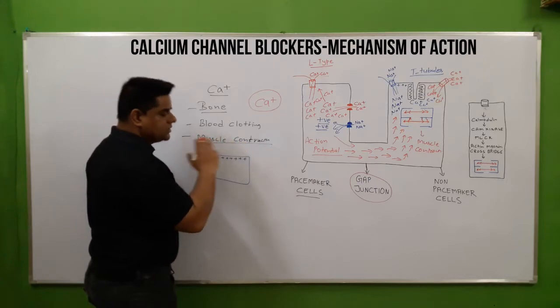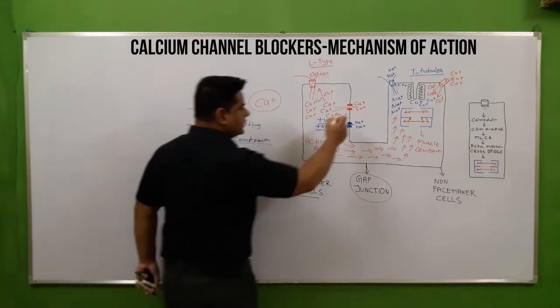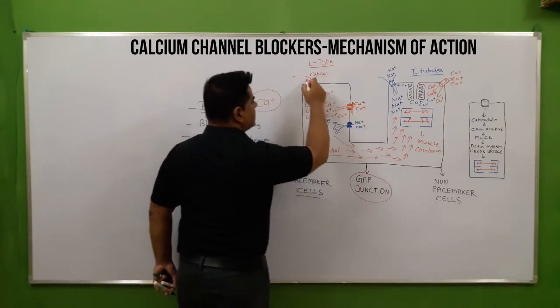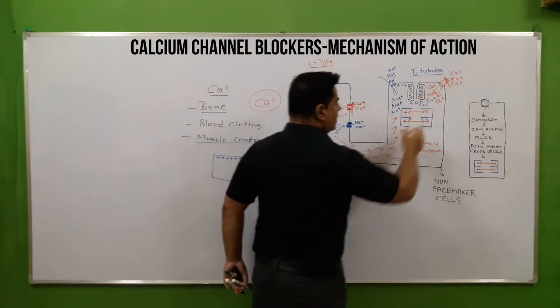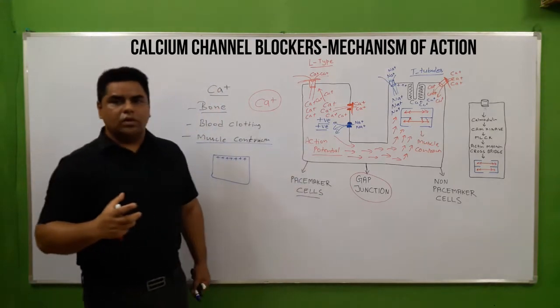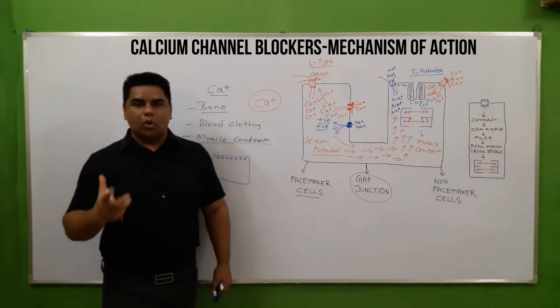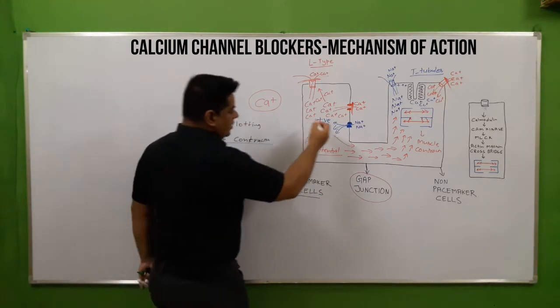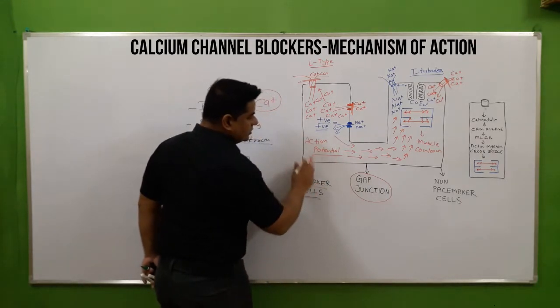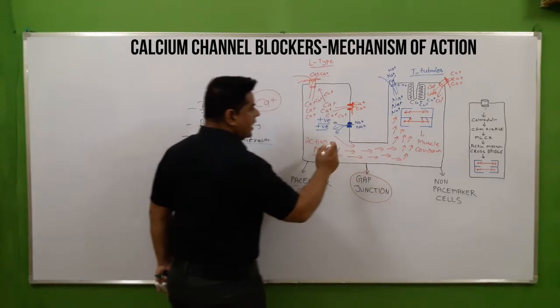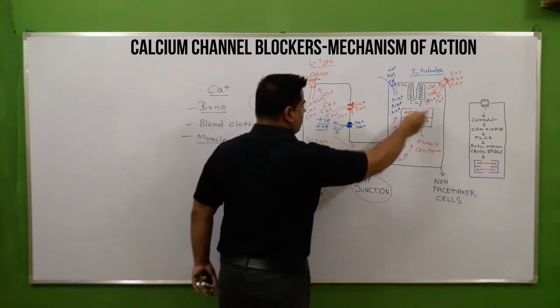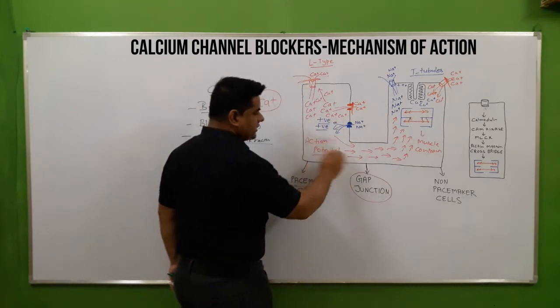They will just block the calcium channels. Excellent. Calcium channels are blocked. Will the cell be able to become more electropositive? No. And will the pacemaker cells be able to stimulate these non-pacemaker cells? Absolutely no. And can there be influx of calcium ions inside both cells?